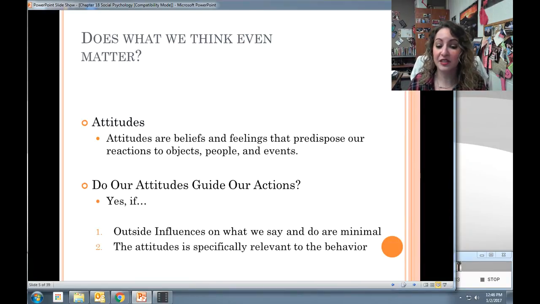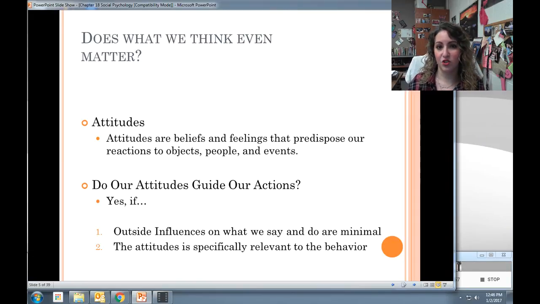Attitudes are specifically relevant to the behavior. So specifically relevant, meaning that I said cheating is wrong. Some of you might have heard that as cheating on tests is wrong. You might have heard that as cheating on your spouse is wrong. I just said cheating is wrong, but there are many forms of cheating.